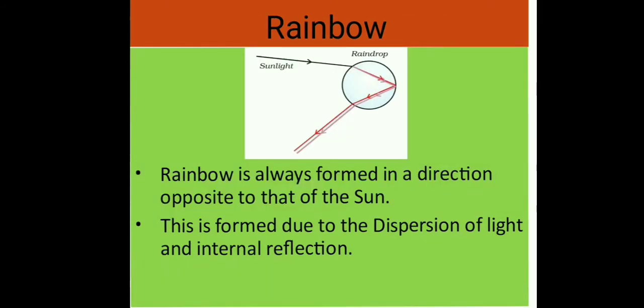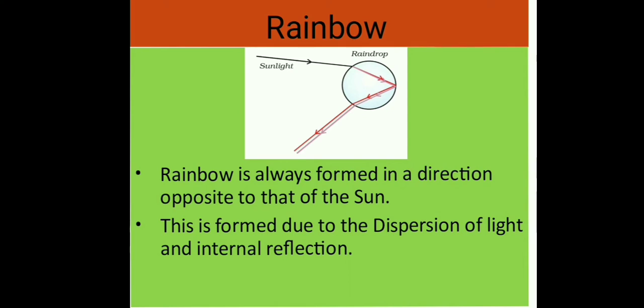Rainbow. It is the spectrum of sunlight in nature. It is formed due to the dispersion of sunlight by the tiny water droplets present in the atmosphere. Basically, there are two reasons which are responsible for rainbow formation. First is dispersion of light, and second is internal reflection.